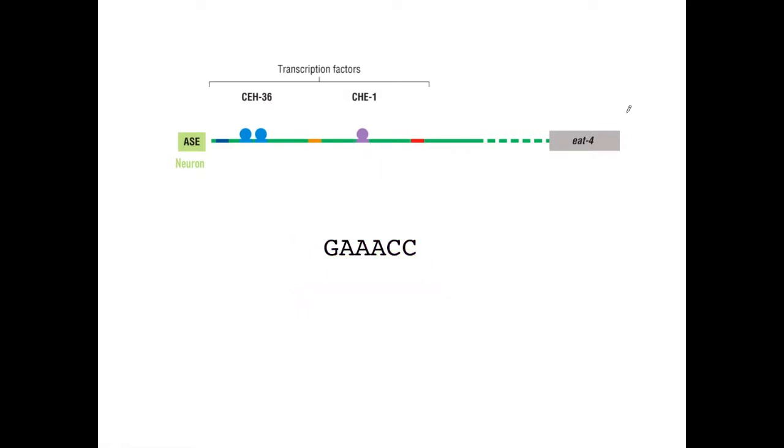But CHE1 doesn't just participate in regulating expression of the EAT4 gene, it regulates other genes too. So we can ask, when CHE1 binds to the regulatory regions of other genes, what sequence is it recognizing and binding to? Is it always GAAACC, or does it vary? If it varies, which bases change? All of them, or just some?